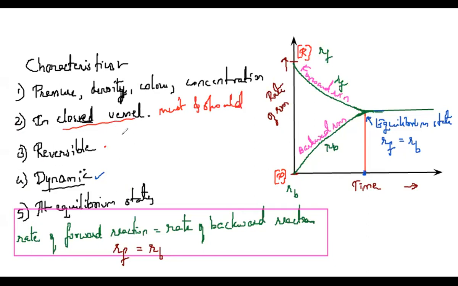Only for reversible reactions can we explain the state of equilibrium. Equilibrium state is achieved, and the equilibrium attained is what? It is dynamic in nature. That means at the equilibrium state, the rate of forward reaction is equal to the rate of backward reaction. And this is the graph to explain the rate of reaction with time. With time, the forward reaction rate keeps decreasing. With time, the backward reaction rate keeps increasing. At a certain time, the rates of both forward and backward reactions remain constant, and that is called the equilibrium state.